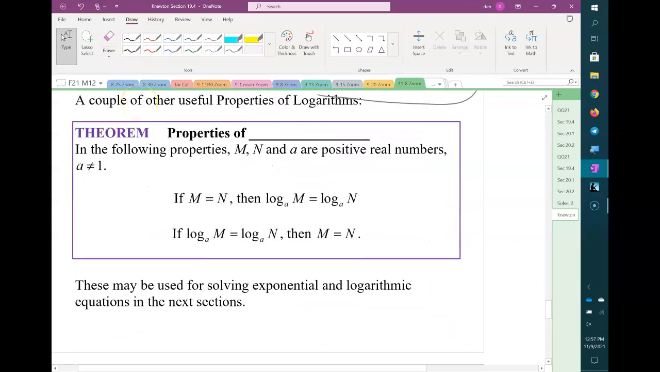Okay, then these are more properties of logs, but they're pretty straightforward, because I'm pretty sure you wouldn't have a hard time believing that if I have the log of one thing and the log of another thing and they're equal, their arguments must also be equal. So this is just stating this as a fact.